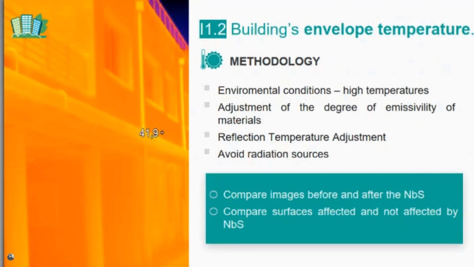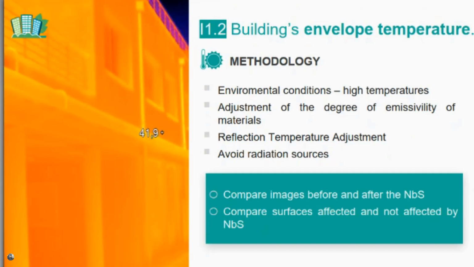The building envelope temperature is measured using thermal images of the building envelope before and after interventions. It serves to visually show the impact of the interventions on the surface temperature of the building and can be used for communication purposes. Photographs are taken at least once before and after interventions under similar environmental conditions, preferably on days with high temperatures. For a correct measurement, the emissivity of the materials and the reflection temperature must be set in the thermal imaging camera.